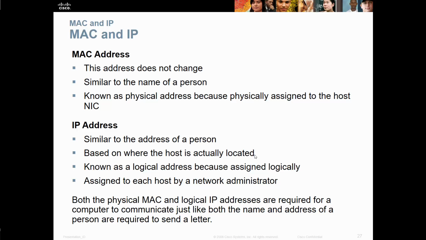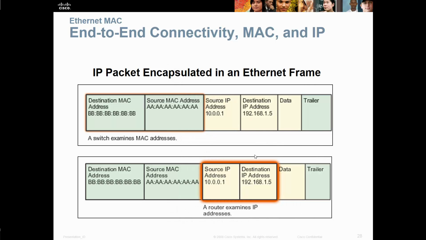So our MAC addresses are physical addresses. They don't change. Our IP addresses are logical, and they can change. MAC addresses are 6 pairs of hexadecimal, 48 bits. Our IP addresses, let's assume IP version 4, are 32 bits, 4 groups of 8 bits, and are logical. So part of our concept is this end-to-end connectivity, MAC and IP addresses.